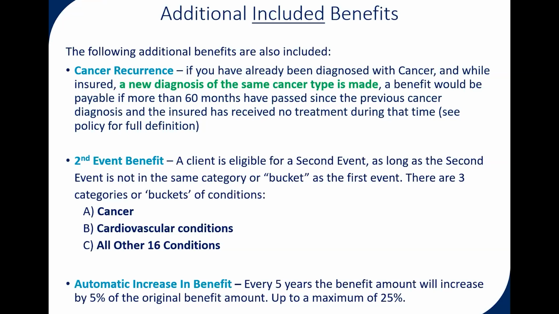They couldn't, a few years later, have a stroke and get paid, because that's another cardiovascular, but they could have anything else. All right. Just like in category C, you couldn't claim for Parkinson's and then down the road claim for blindness, because they're in the same category. So the second event's going to be in a different category from the first one. And once the second event is paid, that's when the policy terminates.